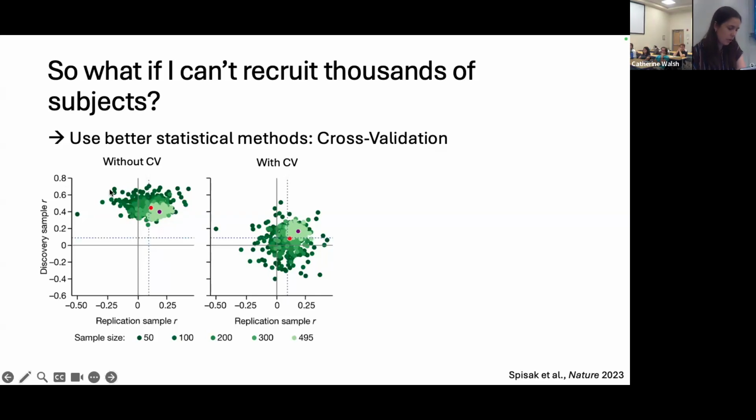When they didn't use cross-validation, they just trained a model and went with it. You can see that they did a lot better than you'd expect. The sample is biased to be higher in the discovery sample than in the replication sample, suggesting they're overfitting. When they use cross-validation instead, you can see that these values fall a lot more on this identity line. They're more similar across the discovery and replication samples.